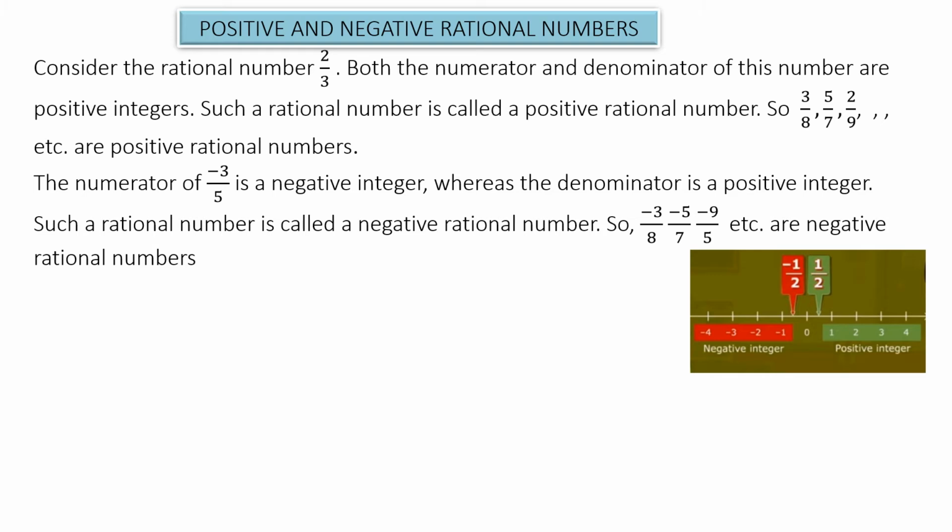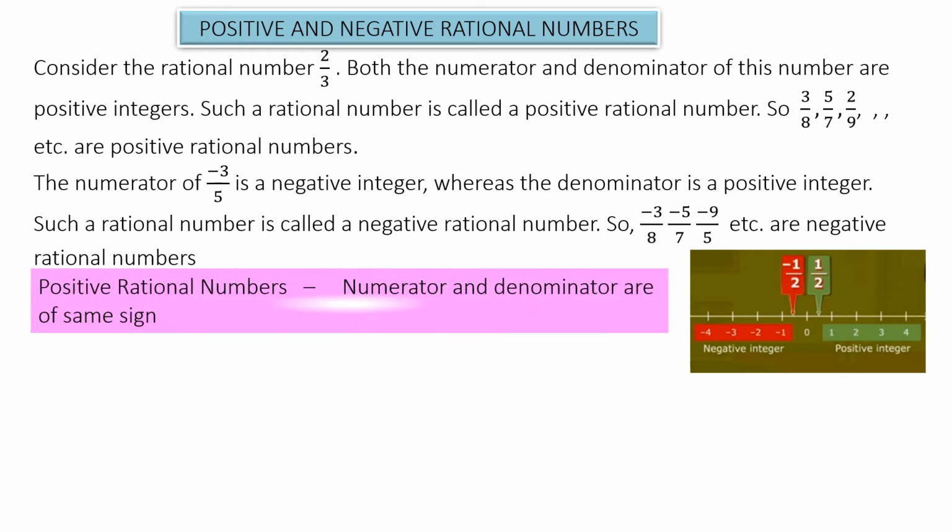Positive rational numbers means the numerator and denominator are of the same sign. If there is a rational number negative 2 by negative 3, negative by negative is positive, therefore that is also a positive rational number. That's what we are calling it. If the numerator and denominator are both of the same sign, that will be a positive rational number.